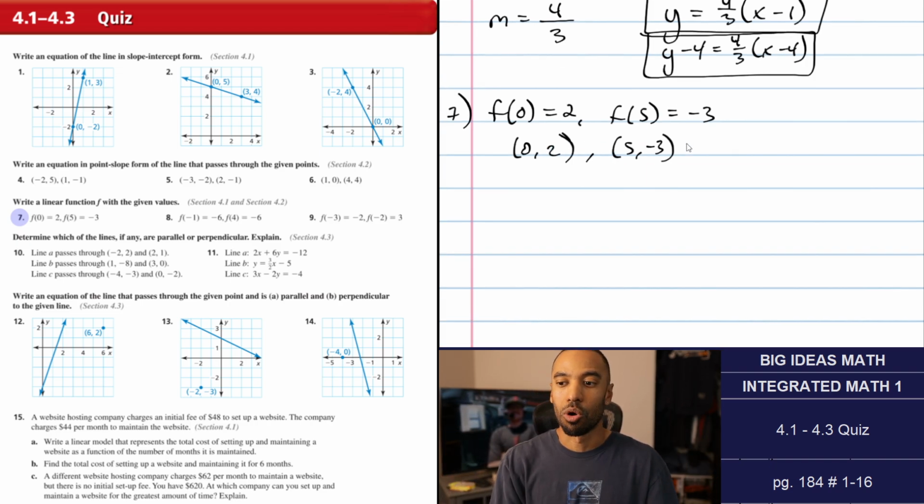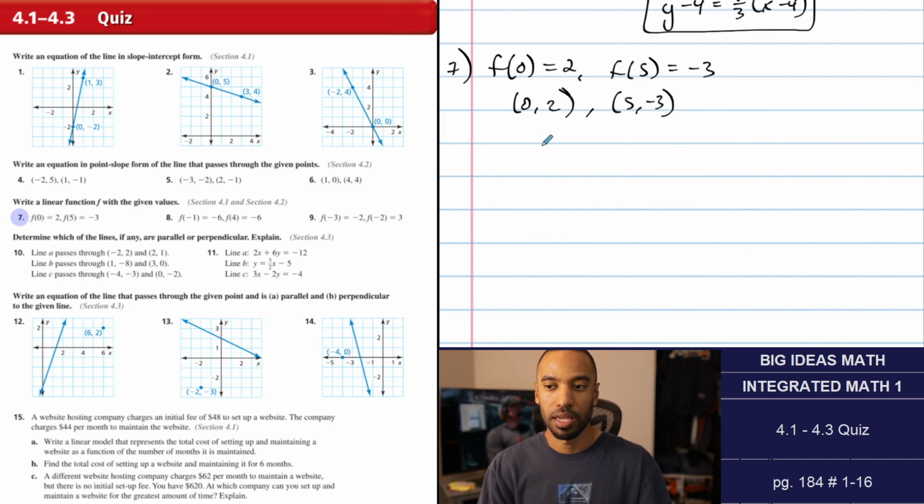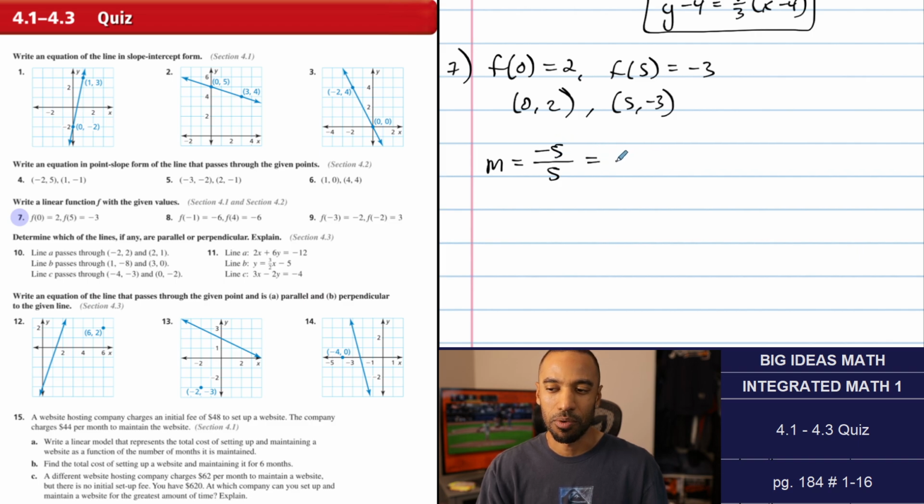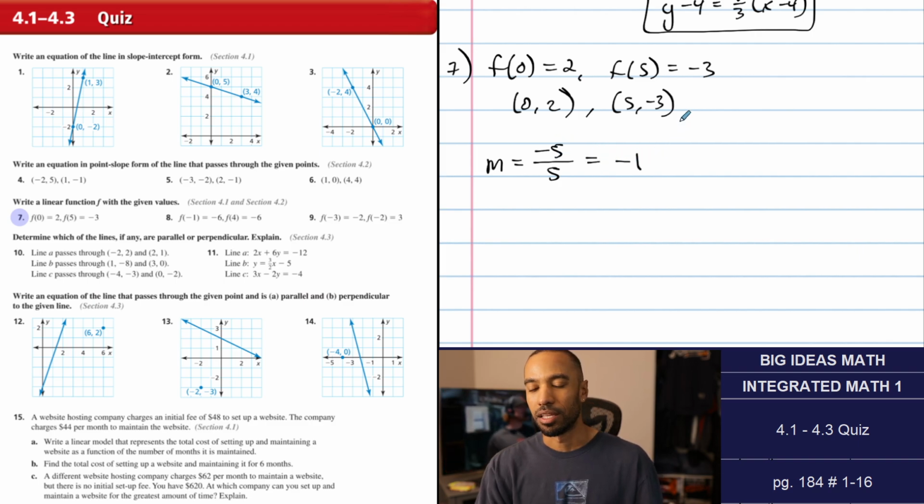So they said write an equation here. What we're going to do is come up with the slope and y-intercept. Actually, it says write a linear function f, so we do want slope-intercept form. I'm going to start with the slope. I'm running from 0 to 5, that is a run of 5, and I'm going from 2 to negative 3. 2 minus negative 3 is 5, so the slope is negative 1.